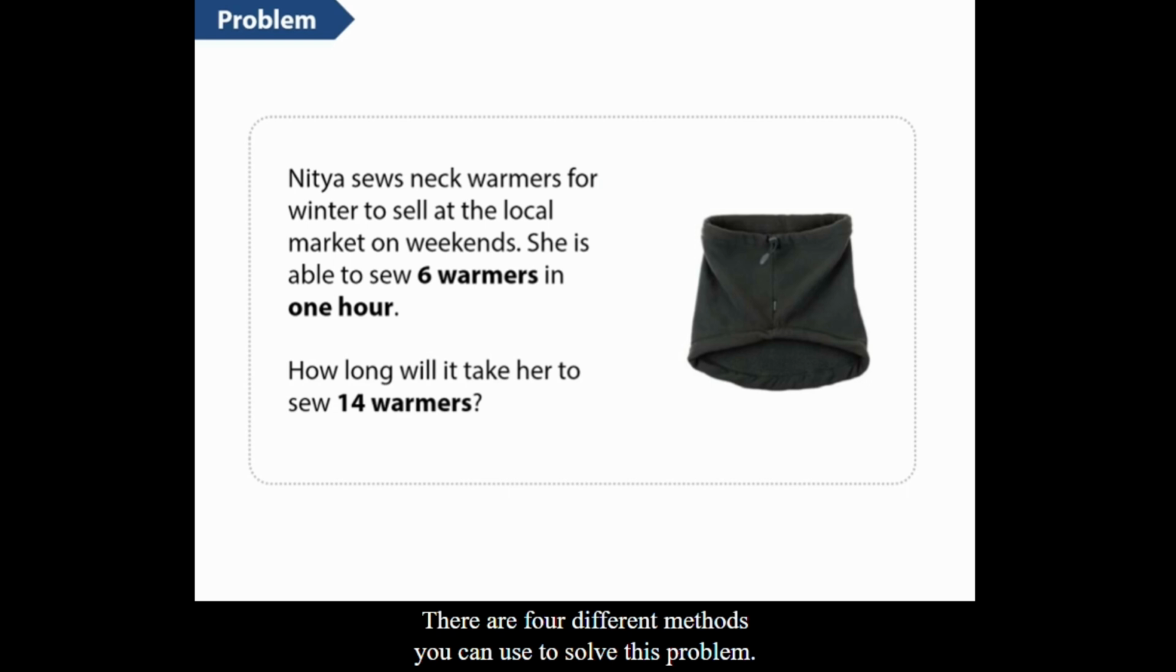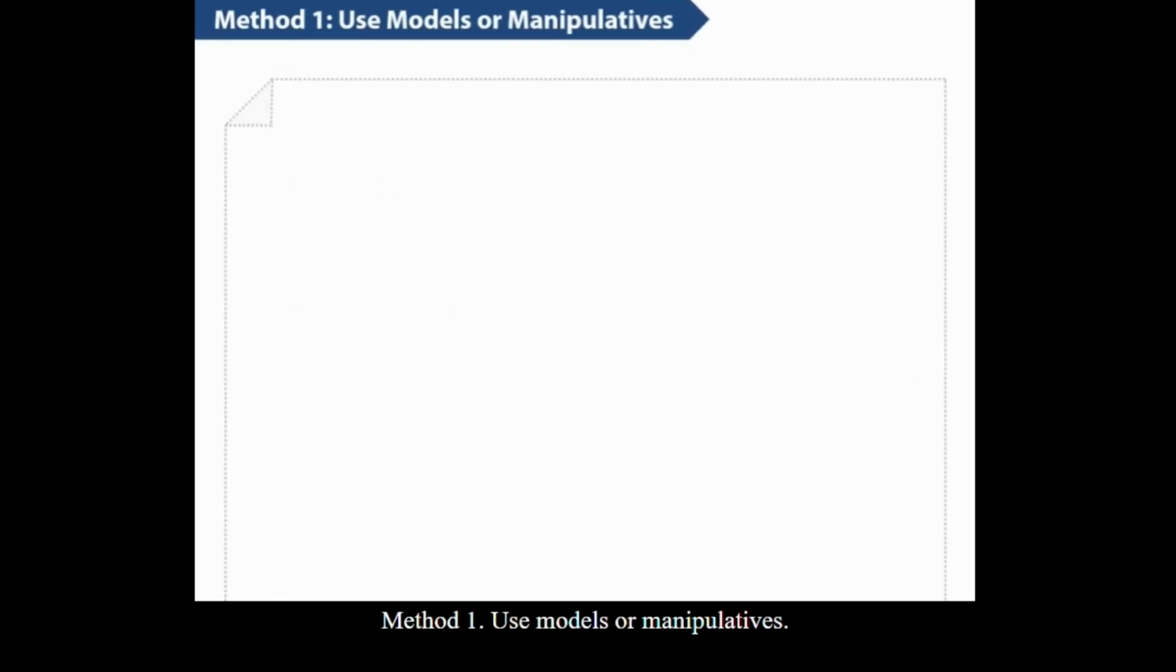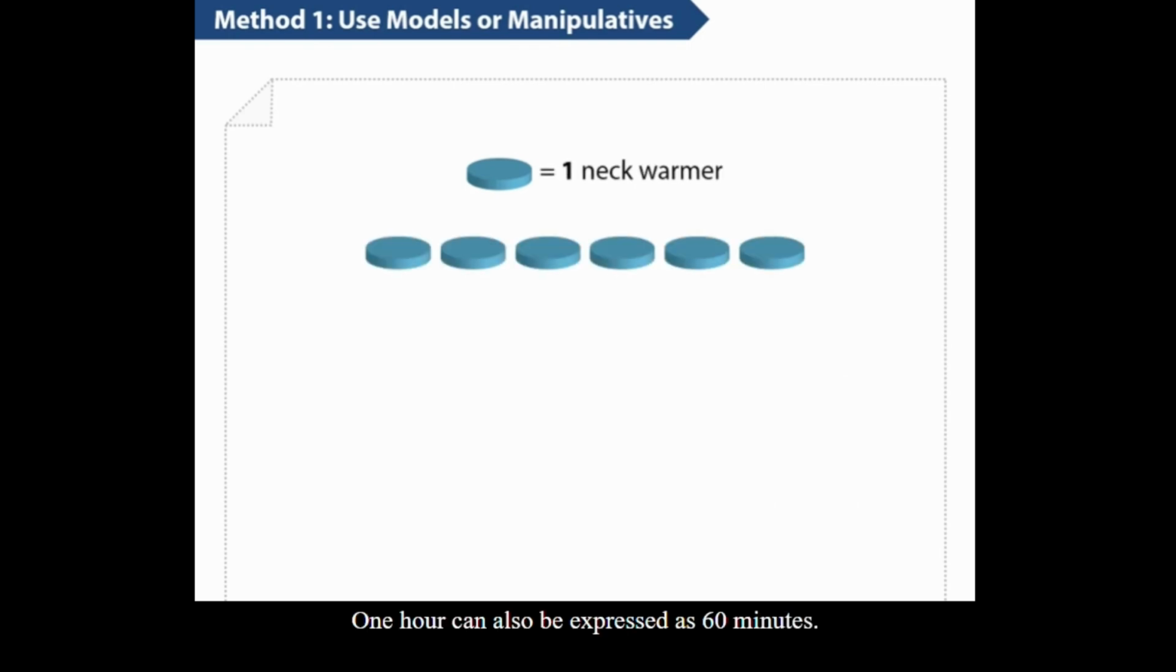There are 4 different methods you can use to solve this problem. Method 1. Use models or manipulatives. Use counters to show what Nitya can sew. Each counter represents 1 neck warmer. 1 hour can also be expressed as 60 minutes.